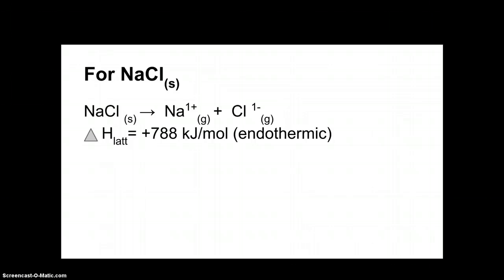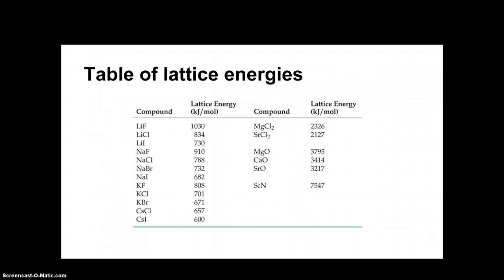Let me drop back one slide here real quickly and give you a table of some lattice energies. You can see this table is in your book, and it's also in the back of the book in Appendix C, I believe. You've got some different compounds, and they have different lattice energies. And then you have some different compounds over here, and they have different lattice energies too. We're going to be able to look at a compound and determine what kind of lattice energy it has. And again, lattice energy is just how much energy is required to separate a solid ionic compound into its respective ions in the gaseous state.